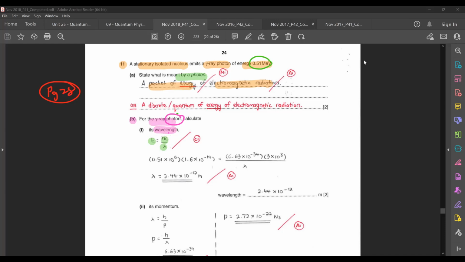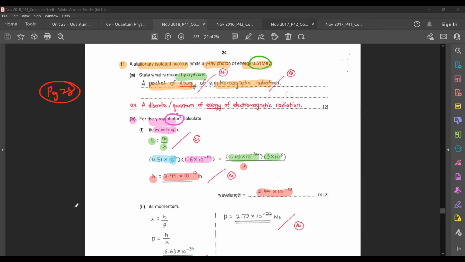So the energy is 0.51 mega eV, so times 10 power 6 to change out the mega. Then multiply with 1.6 times 10 power minus 19. Then multiply with your standard constants of h and c, divided by your wavelength. Your wavelength will be 2.44 times 10 power minus 2 meter.